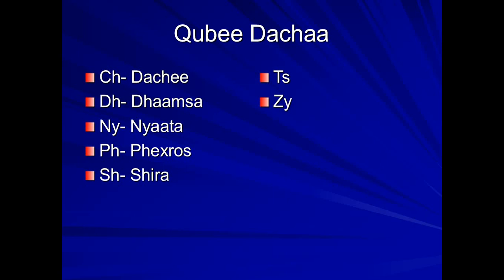So practice them. The first one is cha, you know this, it's clear. The second one is the most difficult one, dha, damsa. The third one is nya. The fourth one is pa. The fifth one is sha. On the right, the first one is tsa, and the last one is ja.